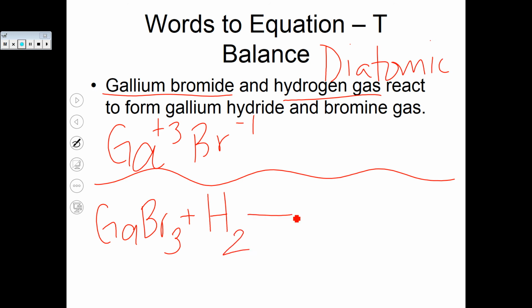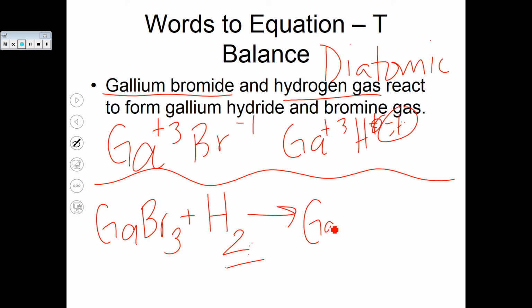It reacts to form gallium hydride. Gallium hydride is going to be Ga plus 3. Hydrogen is plus, or in this case, it'll be -1. So why does hydrogen have a -1 here, but it has a 2 here? Because when hydrogen is with gallium, it is bonded with it. So it is doing something entirely different than when it is by itself and diatomic. So these don't have to be the same. If you have an element that's non-bonded on one side and that element is bonded on the other side, they aren't going to match.